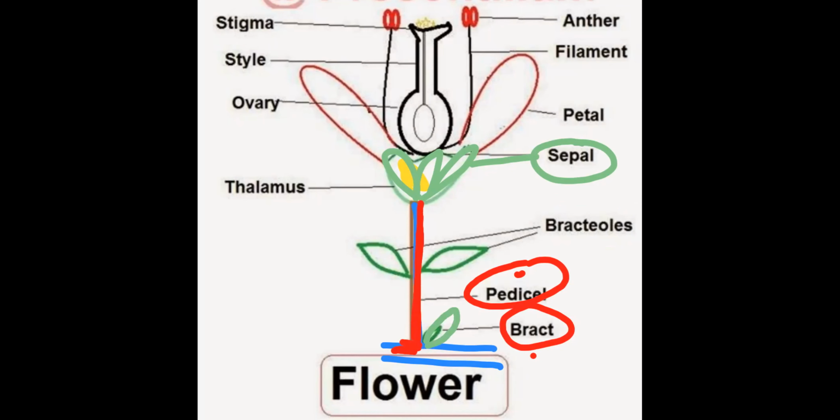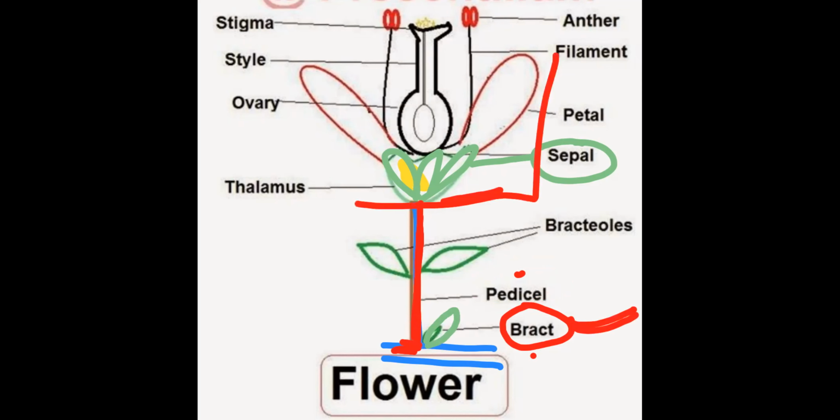Clear hai? Bract: a small reduced leaf-like structure present at the base of the pedicel, we call bract. And the second structure that we call the bracteole. So we can say that bracteole is present between what? Bracteole is present between the bract and the flower.